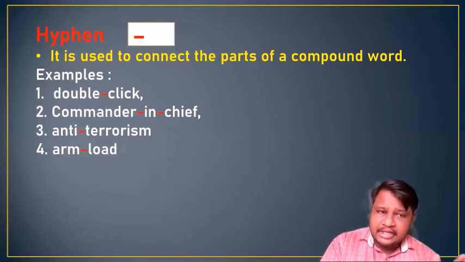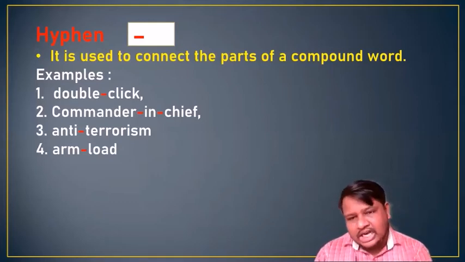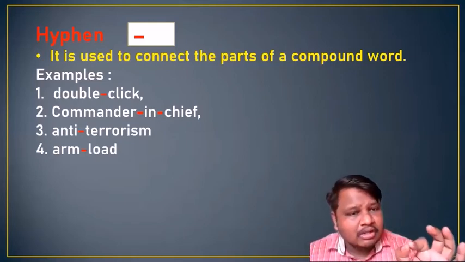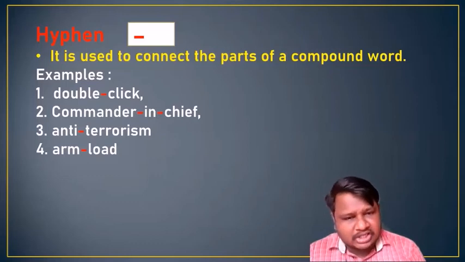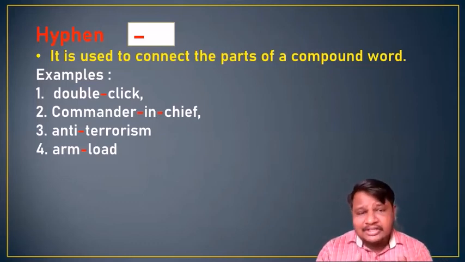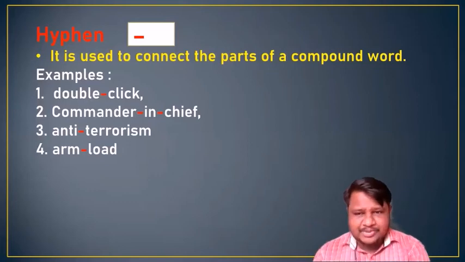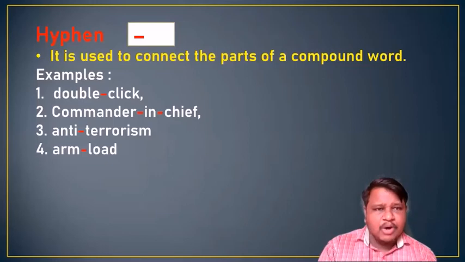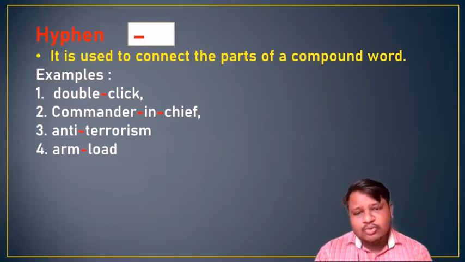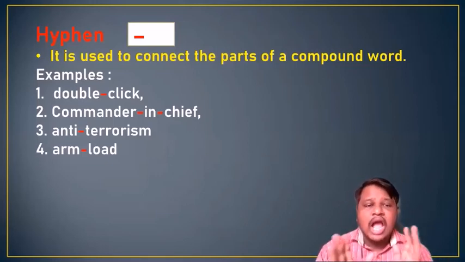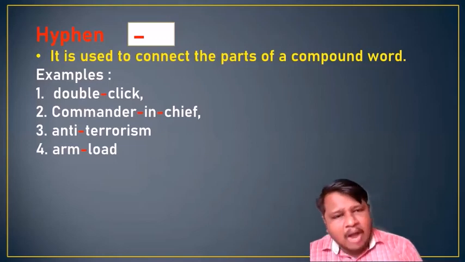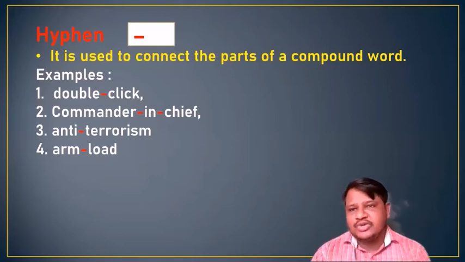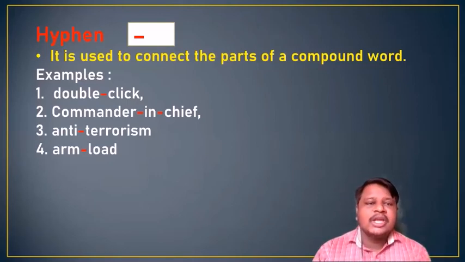Then the third is anti-terrorism. Anti is one word, terrorism is the second word. For connecting these two words, we have used the hyphen punctuation mark. And after that, anti-terrorism, a meaningful third word, is formed. And we call it a compound word. When we want to connect two words, at that time we have to use a hyphen. And the fourth example is arm-load. Arm and load, these two words are connected with the hyphen punctuation mark. You can use so many words like this.